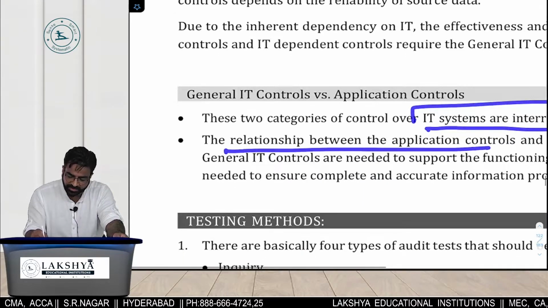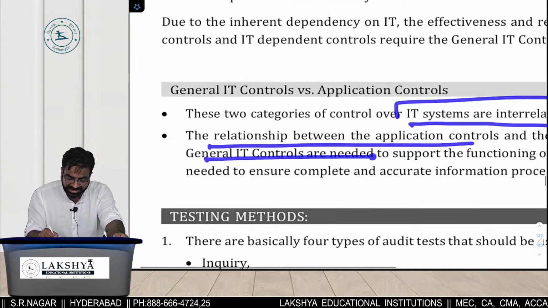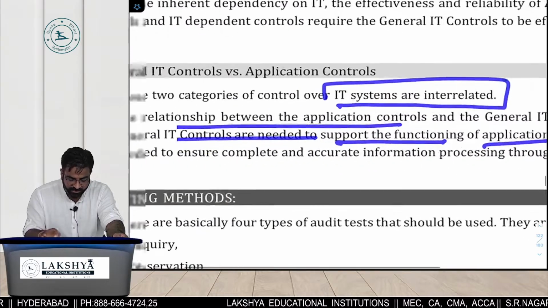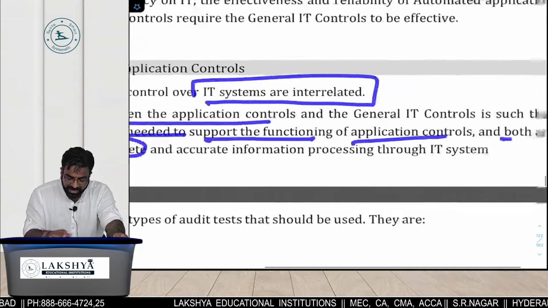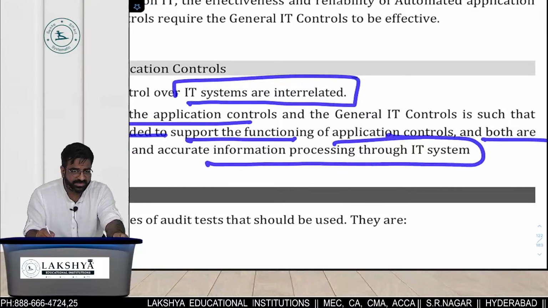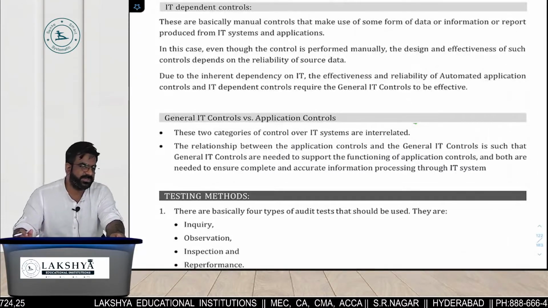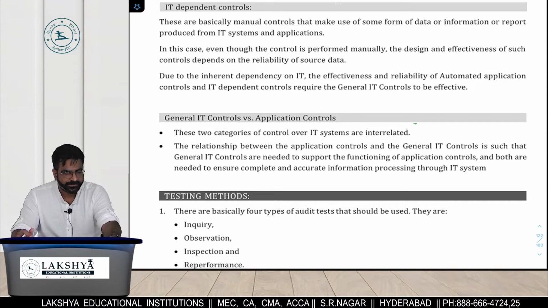The relationship between the application control and general IT control is such that general IT controls are needed to support the functioning of what? Application controls, and both are needed to ensure what? Complete and accurate information processing through which system? IT system. Clear? If you have any doubt in the three controls, tell me. So what are the three controls? General IT, application, IT dependent. Okay?